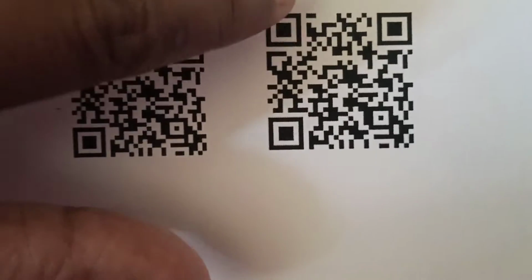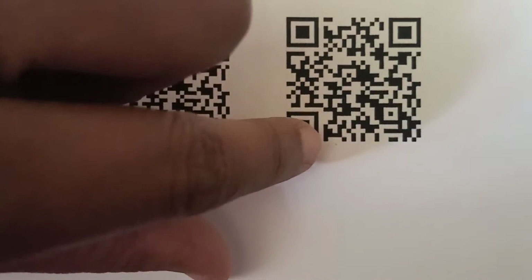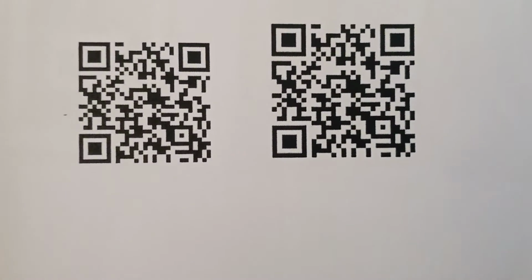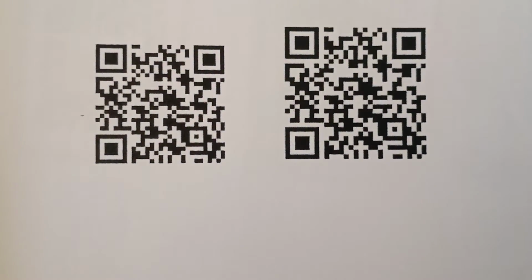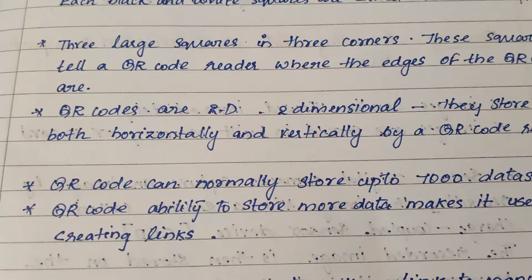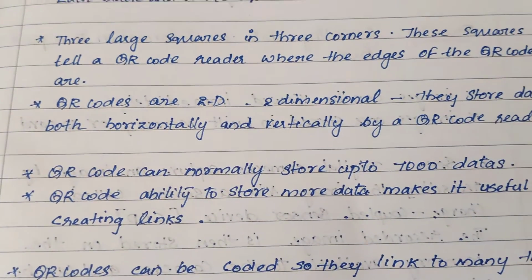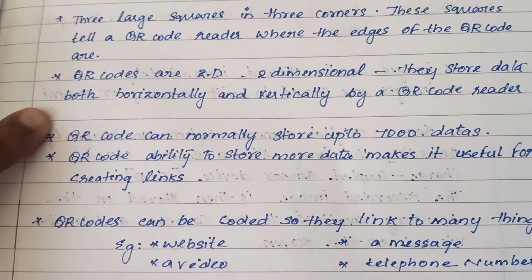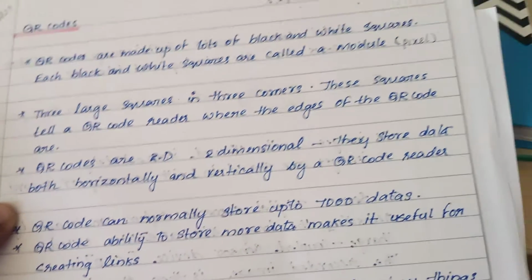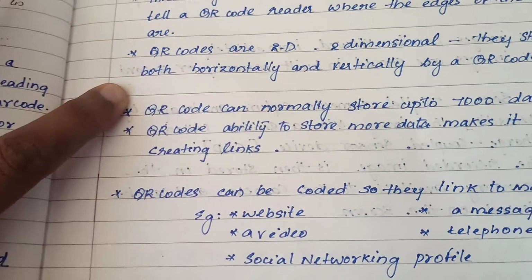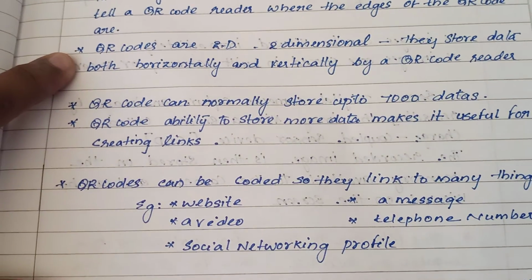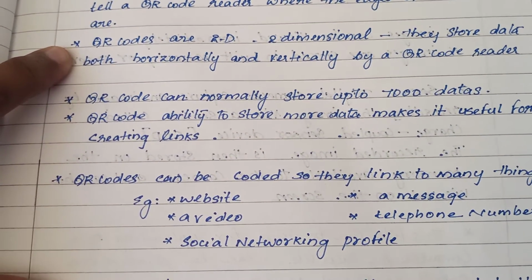Let me show you that clearly. See here, you have one box here, one box here, and one box here. So at the three corners you have three boxes which represent the edges of the QR code. QR codes are two-dimensional. Two-dimensional means they can store data both horizontally and vertically, read by a QR code reader.